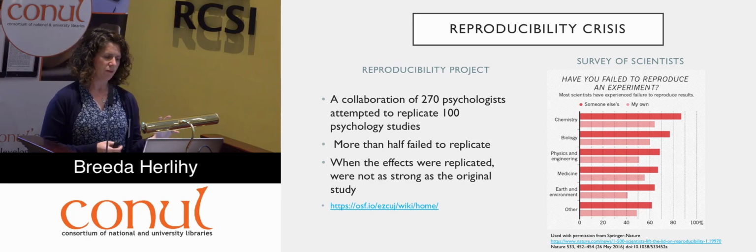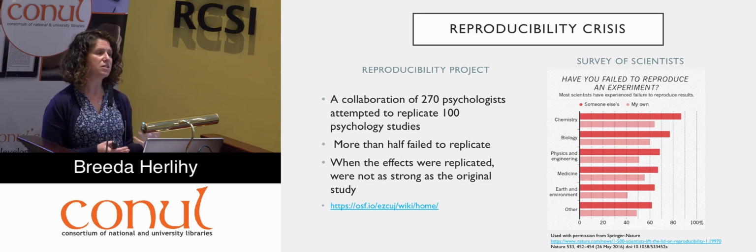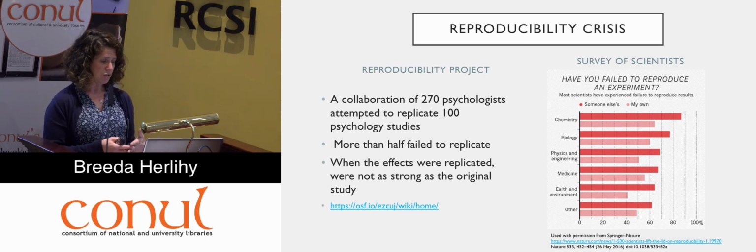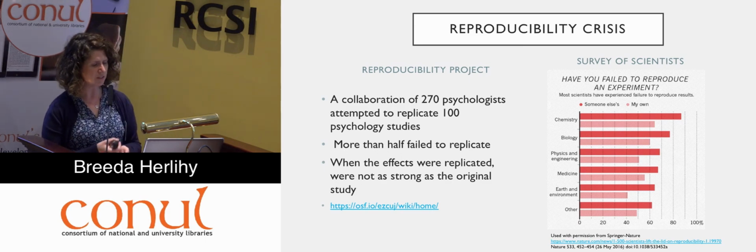There's been a lot of work done around this. There was a reproducibility project in psychology, which was a collaboration of 270 psychologists, and they attempted to replicate 100 psychology studies. But they found that more than half of those failed to replicate. They weren't able to get the same results by doing the same experiments. And even when they were able to replicate the studies, they found that their findings weren't as strong as those reported in the original study.